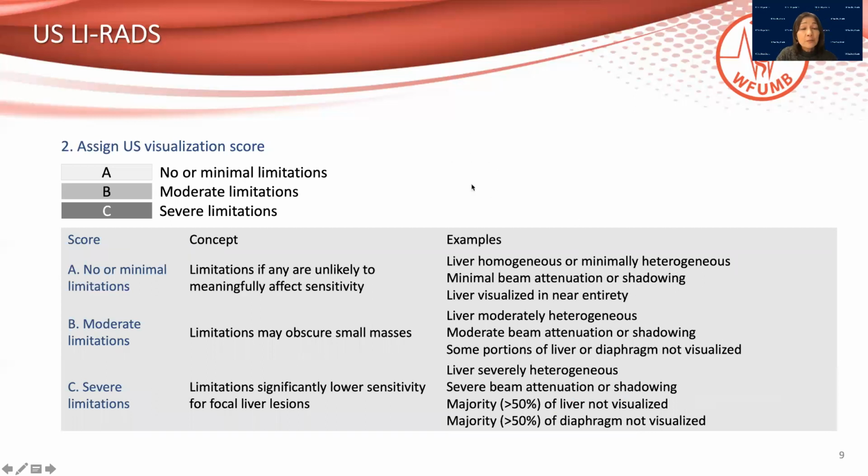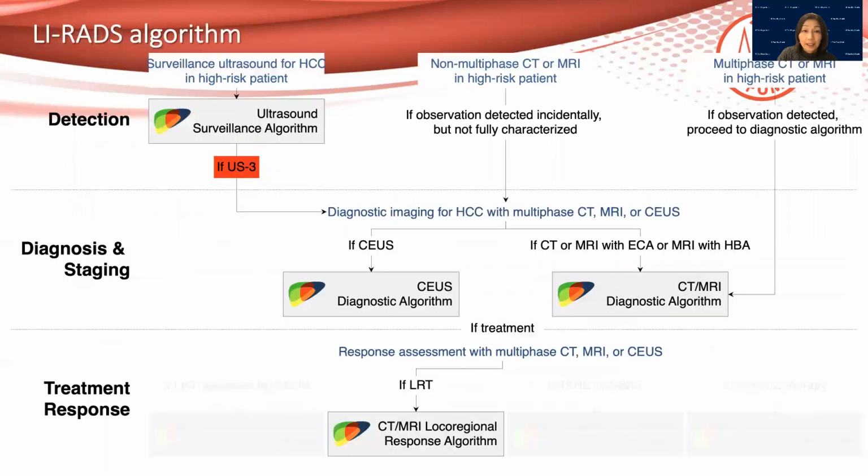Now, it is very important to assign an ultrasound visualization score. A is with no or minimal limitations, B is with moderate limitations, and C is with severe limitations. It helps interpreting the results. I usually consider switching modality when the visualization score is C. Now, when there is a US3 positive ultrasound, then you want to move to diagnosis using CEUS or CT MRI.